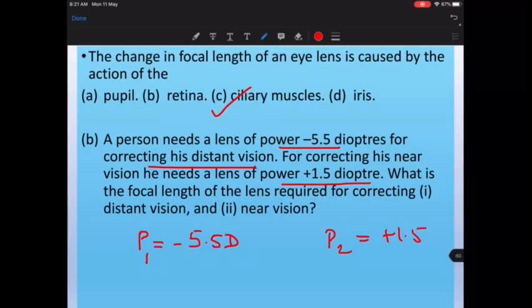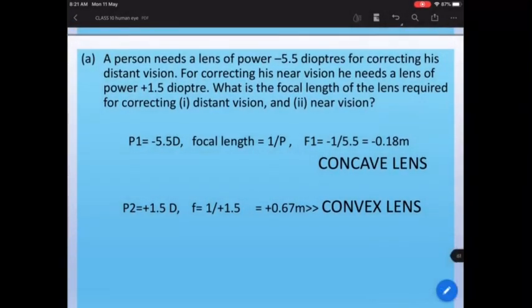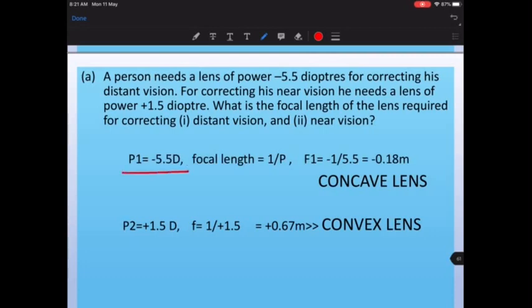What is he asking? He's asking, what is the focal length for correcting both? So you are given power, and you are supposed to find the focal length. What formula will you use here? The formula for the focal length is 1 upon the power. So we just have to divide 1 upon power and get the answer. So look at this. What I've done is, this is the first power.